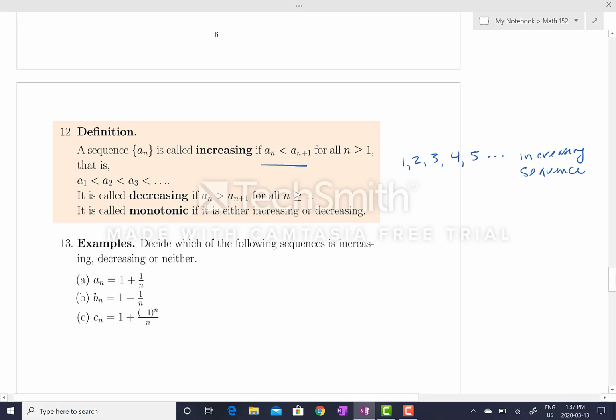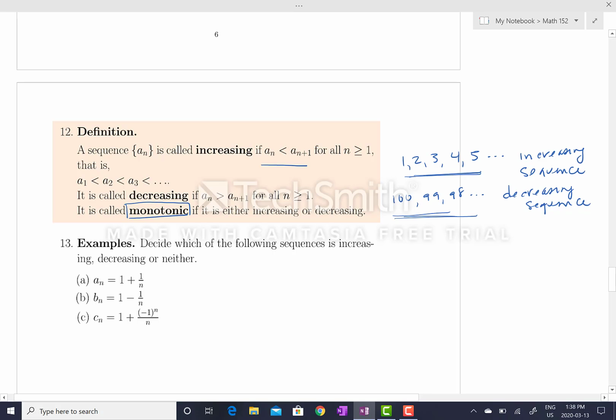Okay, it's decreasing if it's the other way around. Here's a decreasing sequence: 100, 99, 98, dot, dot, dot. In this condition where each term is larger than the previous one, it's increasing, or in this case where each term is smaller than the previous one, it's decreasing. If either of those conditions is satisfied, then we call it monotonic.